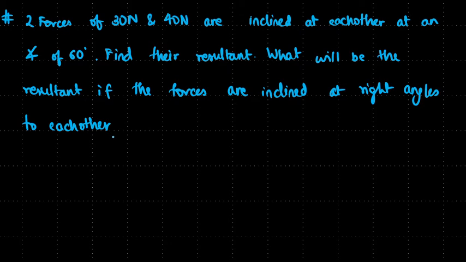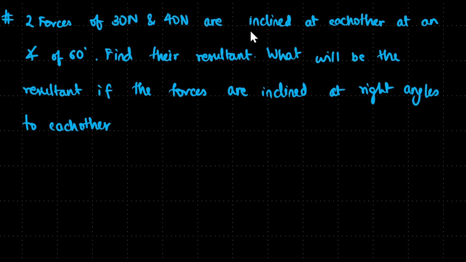Let's forget about the grammar at this point, because I think there are some grammar mistakes in this question because of the way I wrote it. But let's look at the question. There are two forces, one of 30 Newton and one of 40 Newton. Let's say we have vector A and vector B for simplicity's sake. The magnitude of vector A, the first vector, is 30 newtons.